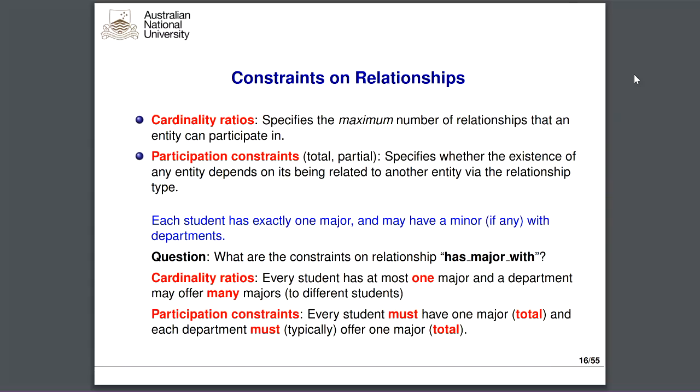Each student has exactly one major and then some minors. In this case, what are the constraints on the relationship between student and major, right? So the cardinality is that each student has at most one major.